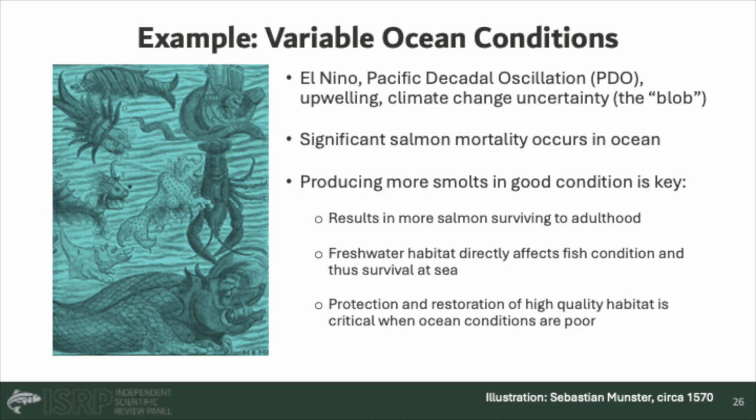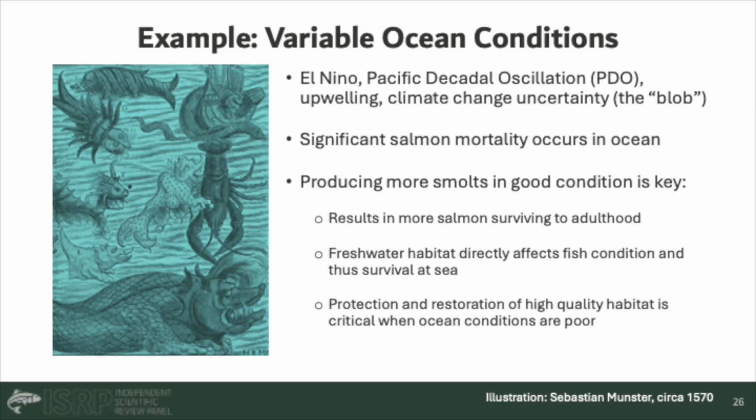Along with climate change, this might be one of the most challenging factors to deal with: variable ocean conditions, including PDO, El Nino, upwelling, climate change variation such as the blob, general warming of the ocean. And as you're all aware, a high proportion of lifetime mortality of salmon occurs in the ocean. So a lot of people throw up their hands and say, well, since so many fish are dying in the ocean, what's the value of restoring and protecting some of these critical freshwater habitats for production of anadromous salmonids? But in the long run, producing more smolts in good condition results in more salmon surviving to adulthood. Survival attributes like size at migration and time of migration are directly affected by freshwater conditions, and they affect survival at sea. And there's good evidence for that.